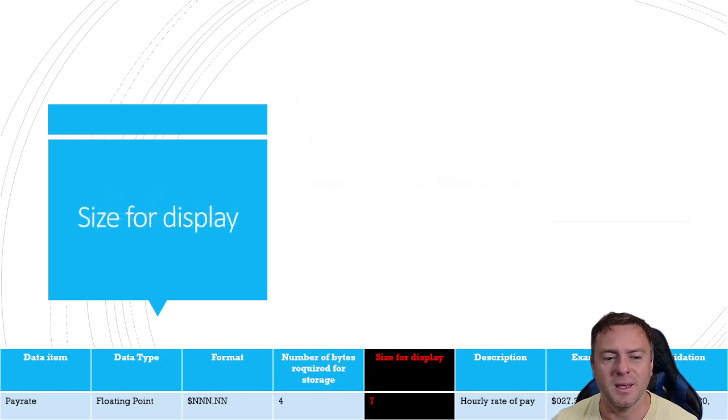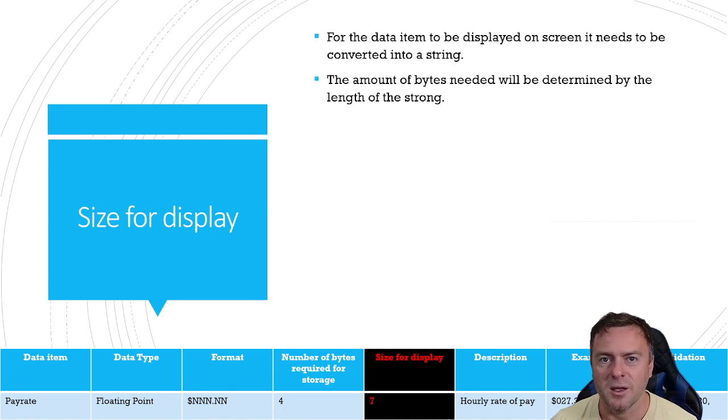The size for display, well, that's what we've talked about before. With this pay rate example, there were 7 characters that need to be outputted. So it's just counting how many characters need to be outputted with it. So they convert it to a string.